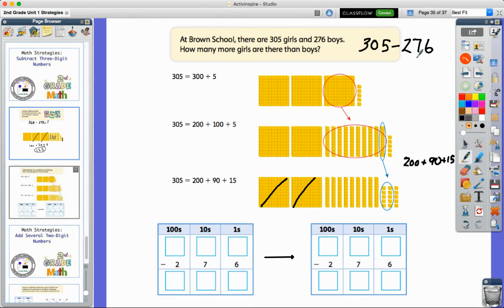We have to subtract 7 groups of 10. So 1, 2, 3, 4, 5, 6, 7. And then we're taking away 6 ones. So there's 1, 2, 3, 4, 5. And one more makes 6. So let's see what's left.